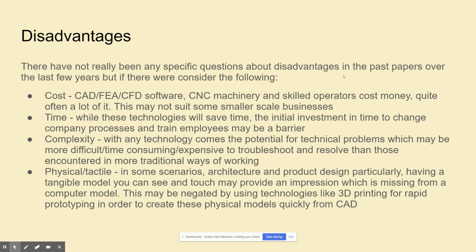Now, that's been negated a bit more by technologies like 3D printing, because that allows you to create 3D physical models really quickly from CAD, and can actually enhance it. And there are also technologies like 3D visualization systems where you can put on a mask and, in virtual reality, handle things and move them about. But again, there may still be a tangible difference between what you can produce from CAD and what would be a handmade model. So that again might be preferable to some people in some industries.